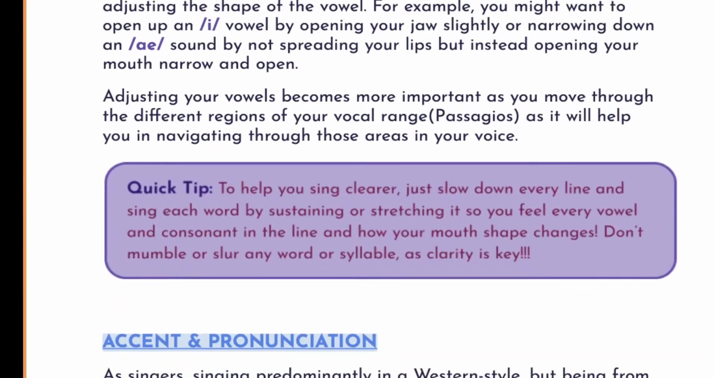And the last quick tip in this topic is to help you sing clearer. Just slow down every line and sing each word by sustaining or stretching it, so you feel every vowel and consonant in the line, and how your mouth shape changes. Don't mumble or slur any word. Of course, to improve your diction and enunciation as a singer, you will have to not mumble, right?